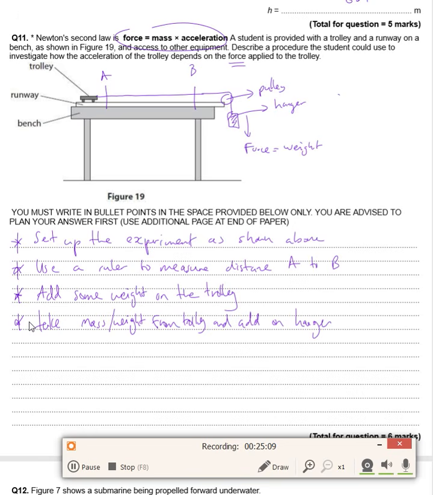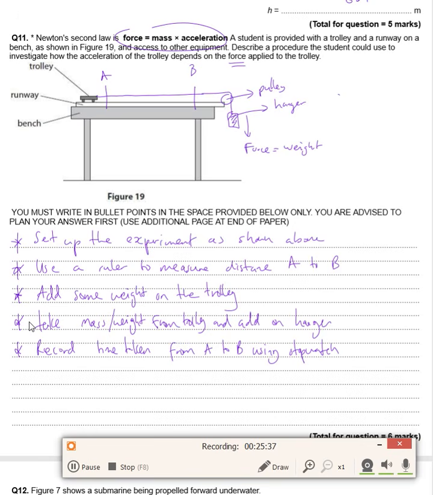Now what will this do? This will cause the thing to move. Okay, so this will cause the thing to move in this case. Therefore what we're going to do is we're going to record the time taken from A to B using a stopwatch. Using stopwatch.